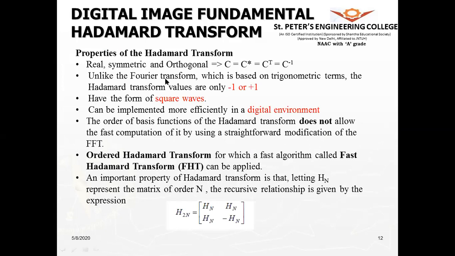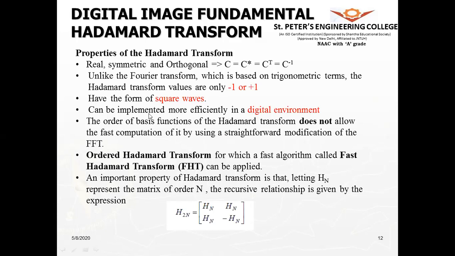And unlike the Fourier transform, which takes all the trigonometric values, the Hadamard transform takes only +1 or -1. Since we are dealing with +1 or -1, we can use it for representing square waves. So we can use all digital values here, and therefore the Hadamard transform is suitable for a digital environment.